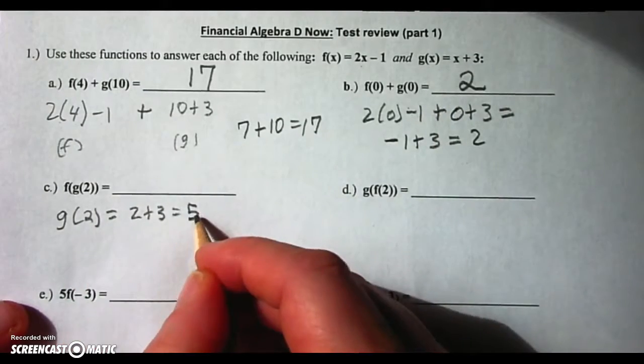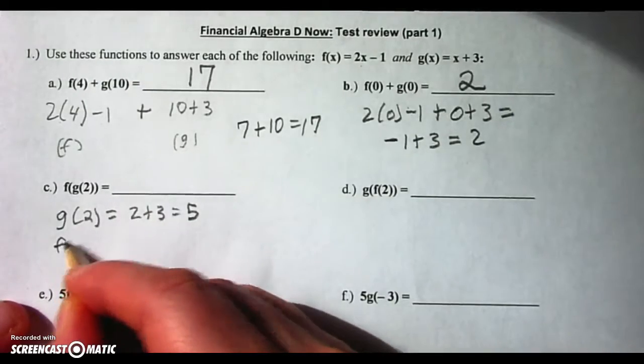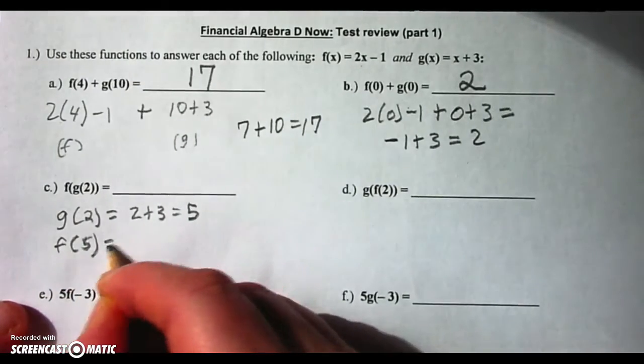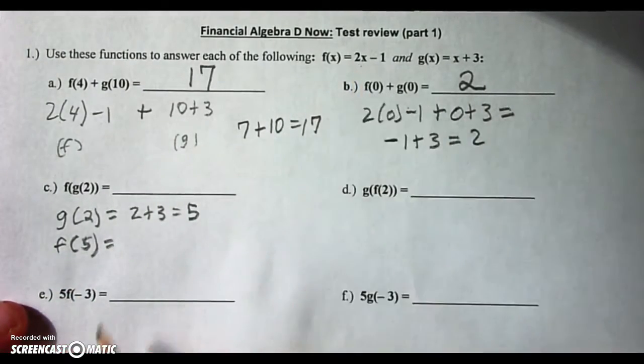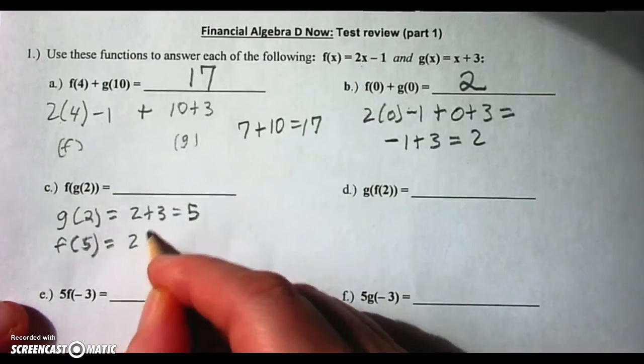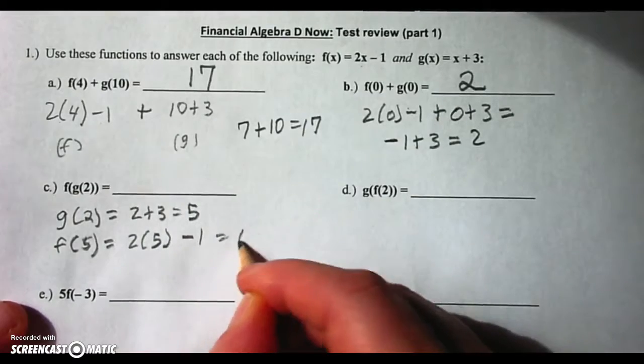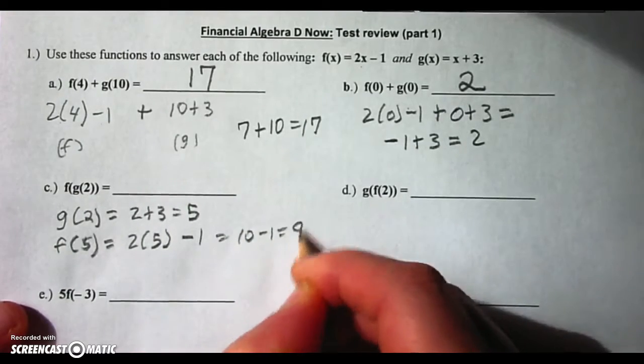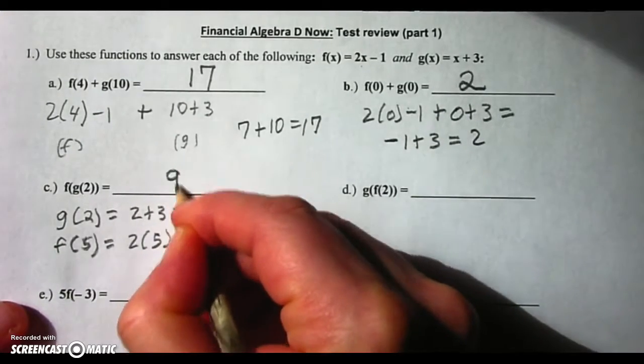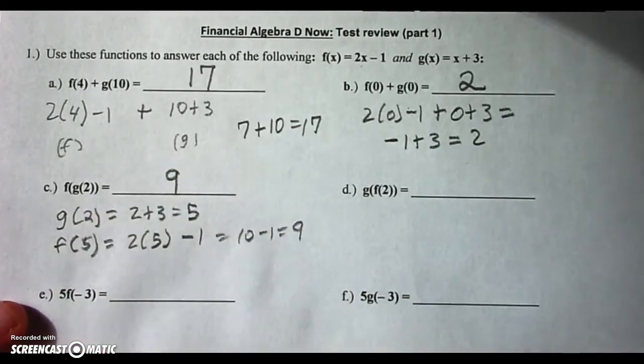Now we're going to take the output of that, which is 5, and we're going to input it into our second machine, which is 2x minus 1. So that's 2 times 5 minus 1, which is 10 minus 1, which is 9. So our final answer for f of g of 2 is 9.